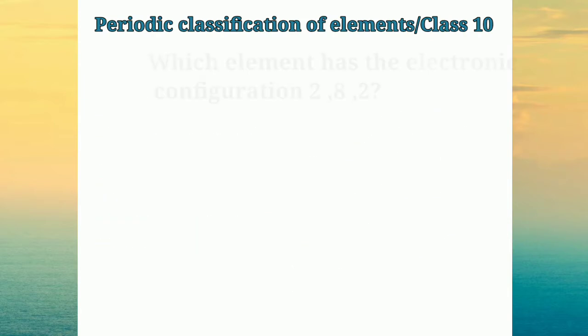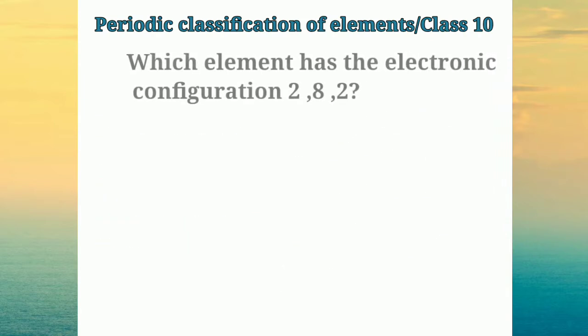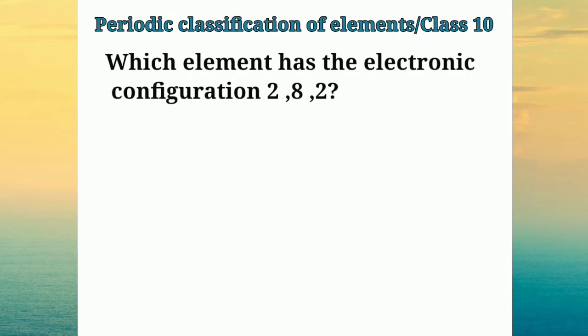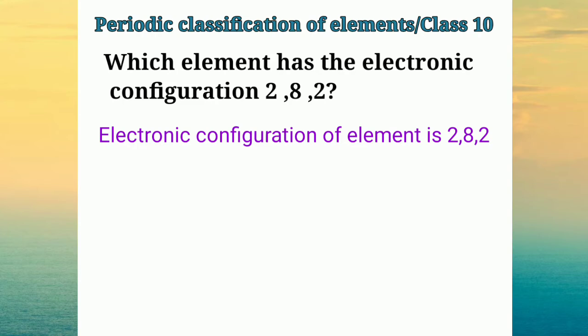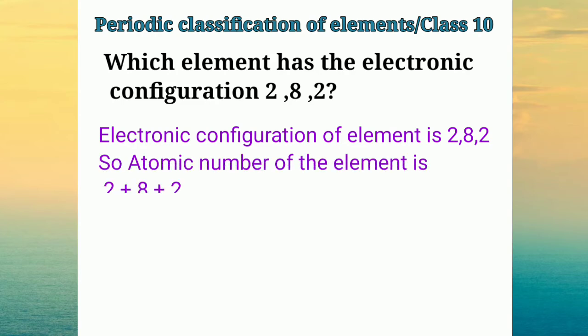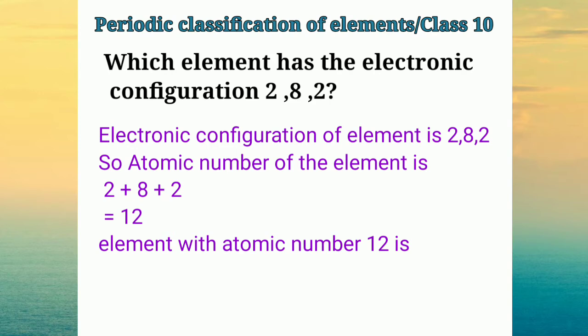Next question: which element has electronic configuration 2, 8, 2? The atomic number of the element will be 2 plus 8 plus 2, that is 12, and the element with atomic number 12 is magnesium.